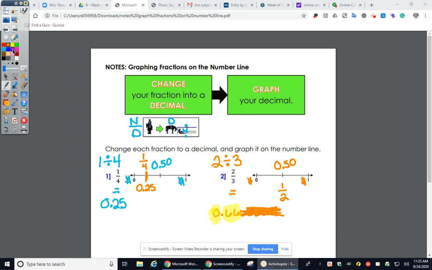And here we know it's going to be more than 50 cents, but less than $1. So it would be about right here. So I'm going to put 66 cents here. And also, I can label this 2/3. Okay?